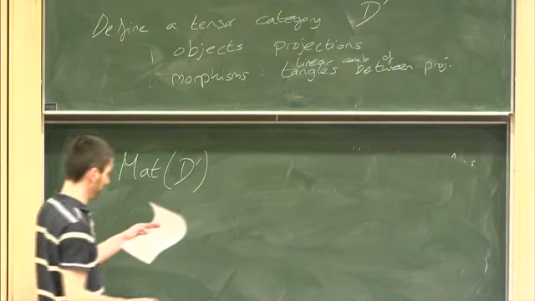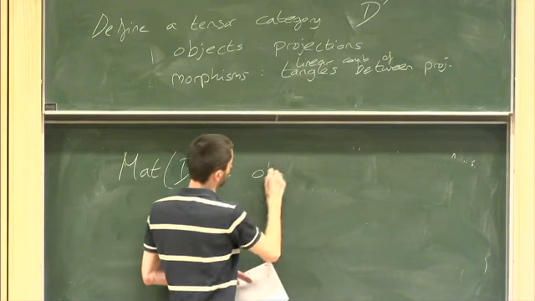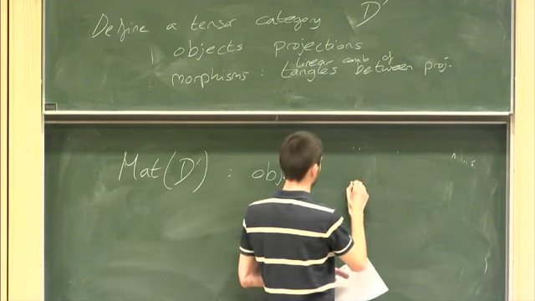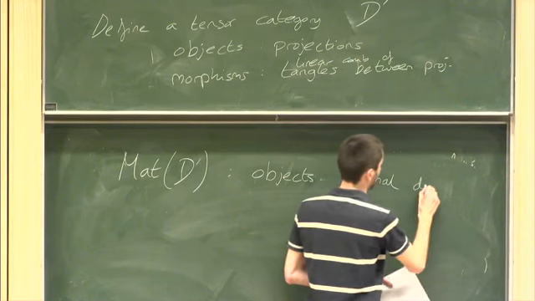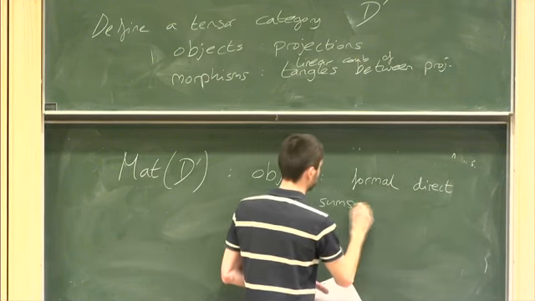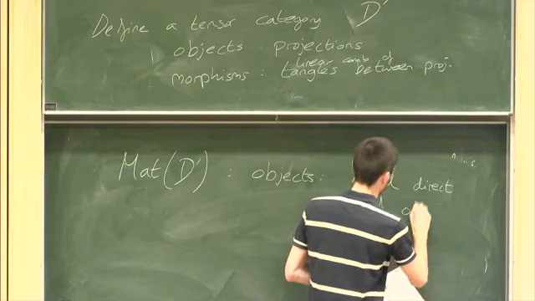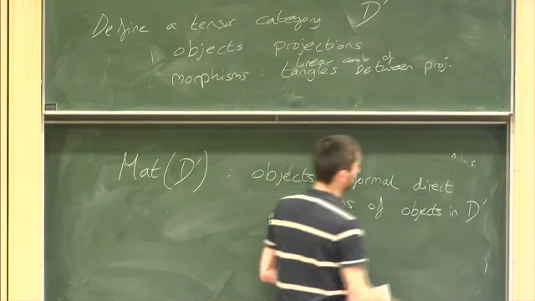So the matrix category of D prime, so objects are just formal direct sums of objects in D prime.